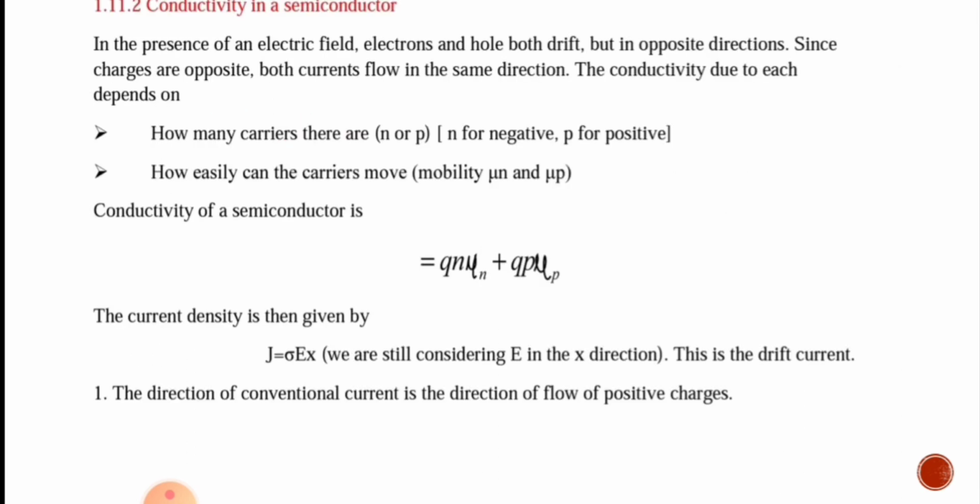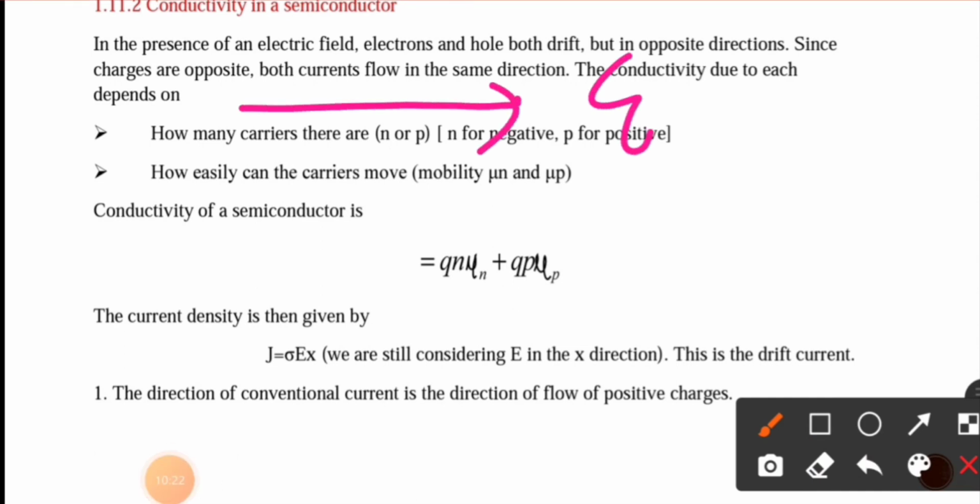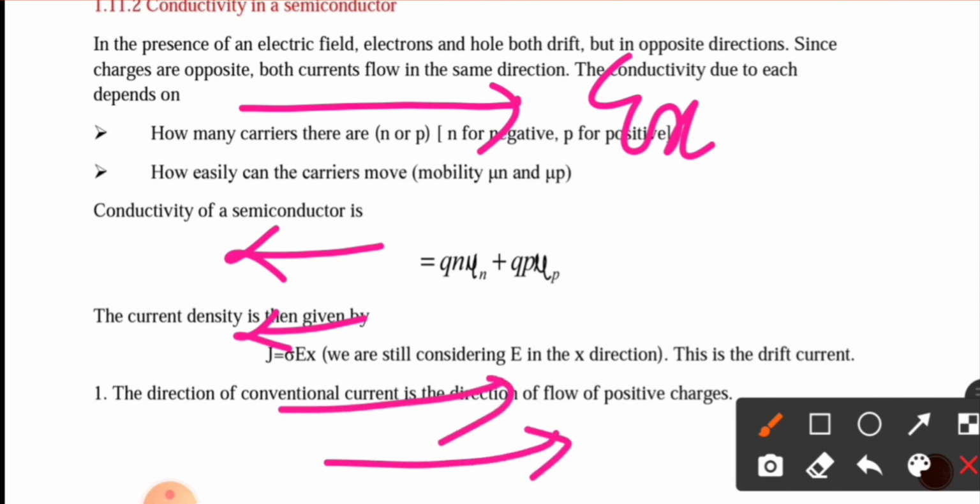So see here, conductivity in a semiconductor. We are comprising everything and saying, in the presence of an electric field, electrons and holes both drift, but in opposite directions. Since charges are opposite, both currents flow in the same direction. The conductivity due to each depends on how many carriers there are, n or p, n for negative and p for positive. How easily can a carrier move? That is mobility, mu n for electron, mu p for holes. So when an electric field Ex is applied like this, electrons will move in this direction and holes will move in this direction. So in an electric field, electrons and holes both drift, but in opposite directions. Since charges are opposite, the current flow will be in the same direction.